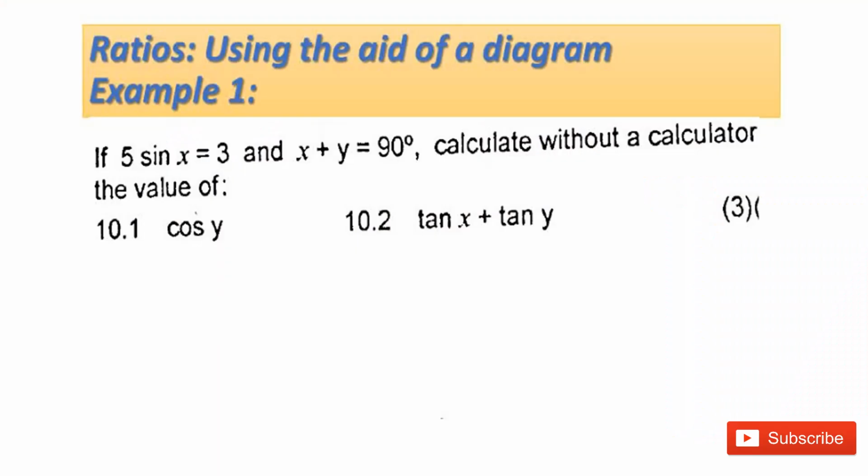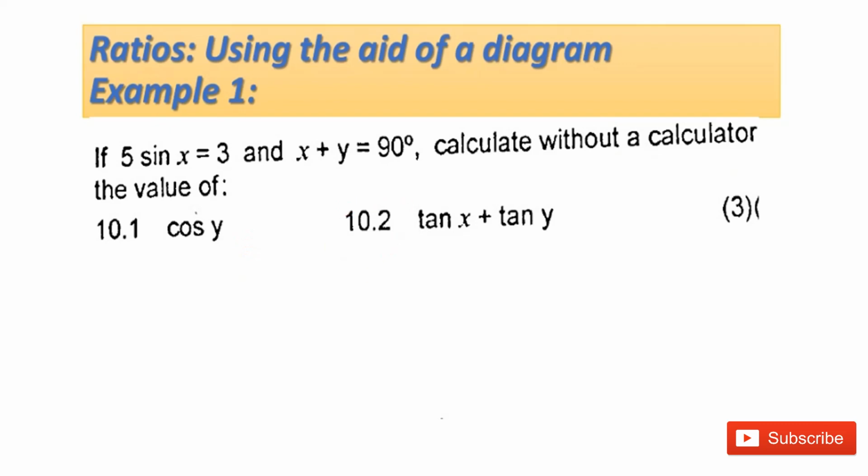Example 1. If 5 sine of x is equal to 3 and x plus y is equal to 90 degrees, calculate without a calculator the value of cos of y, this is our 10.1, and tan of x plus tan of y, this is our 10.2.